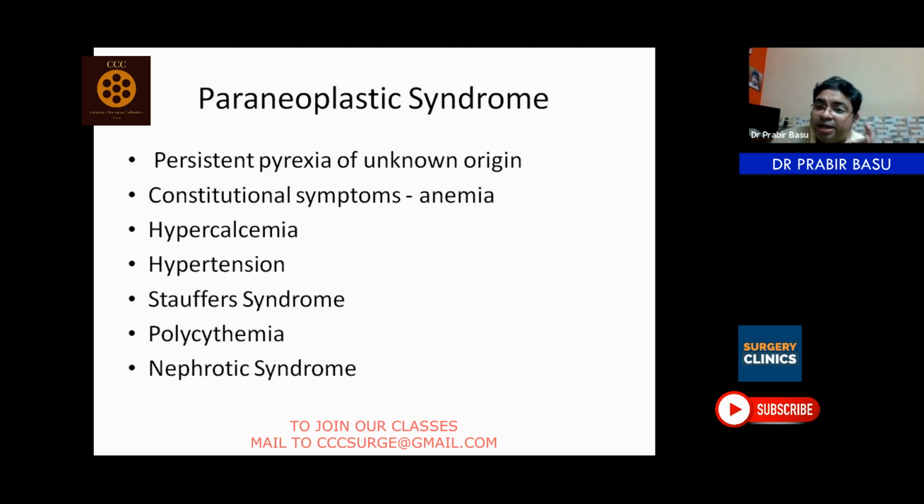The patient can have a release of parathyroid-like peptide. If it is increased, the patient will have hypercalcemia. These patients come with constitutional symptoms. How do you diagnose a case of hypercalcemia due to RCC? The patient has constitutional symptoms, will have decreased jerks, and you send a calcium level.